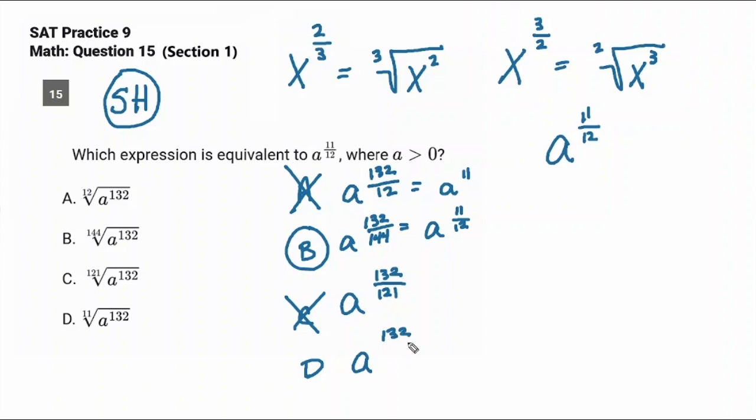D. A to the, what goes on top? 132. And what goes on bottom? 11. You should know by now that 11 times 12 is 132. You do it on your calculator. 132 divided by 11, that's a to the 12th. We were looking for a to the 11 over 12. We knew it was going to be wrong, and now we know.